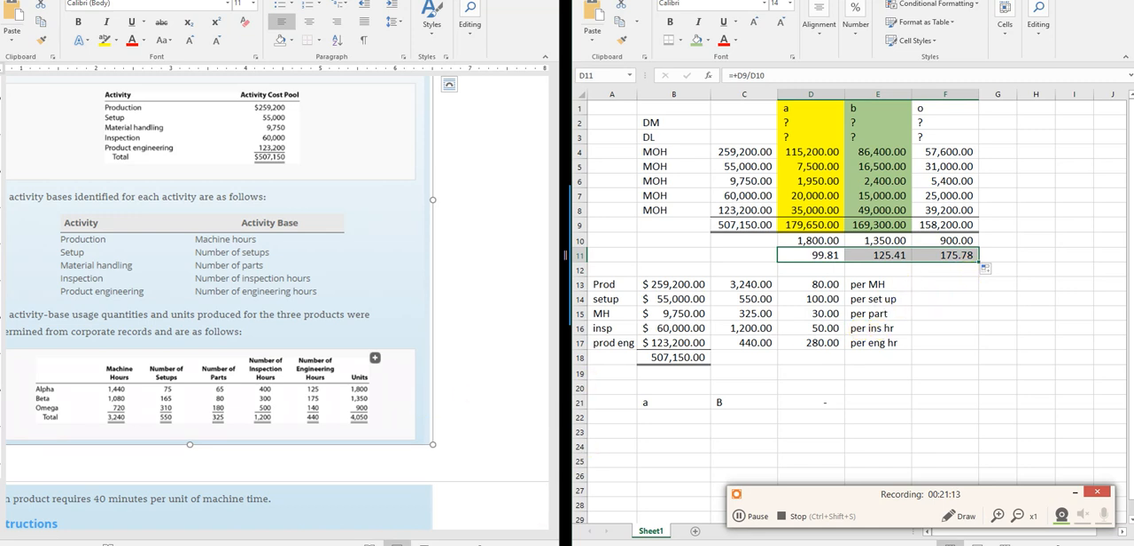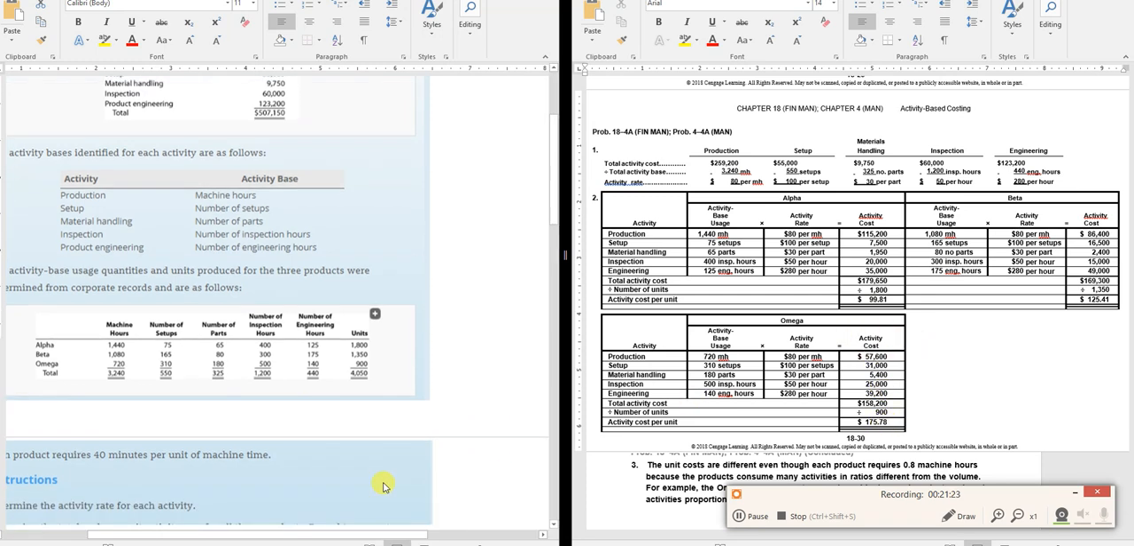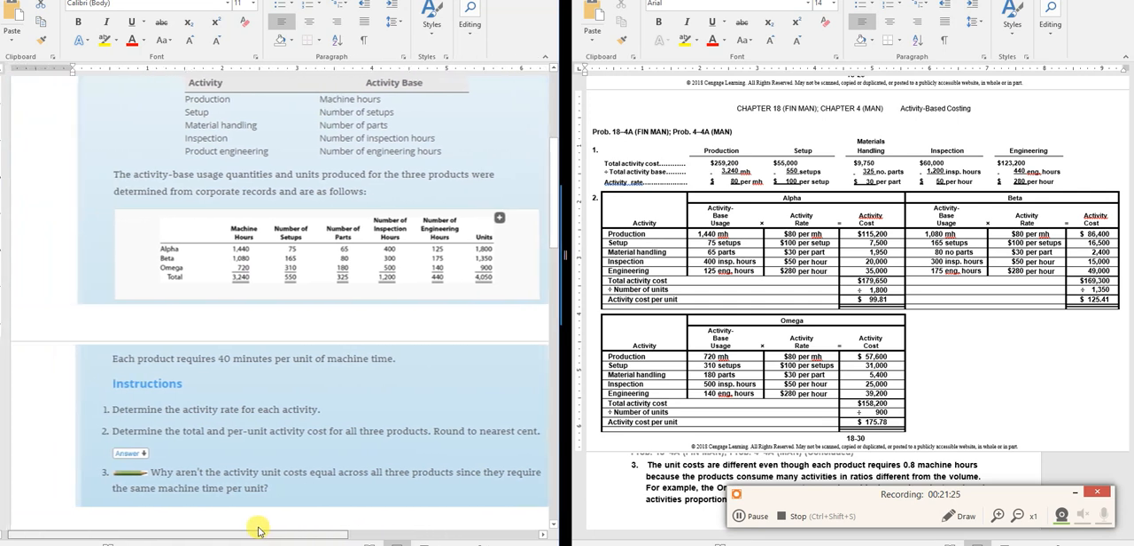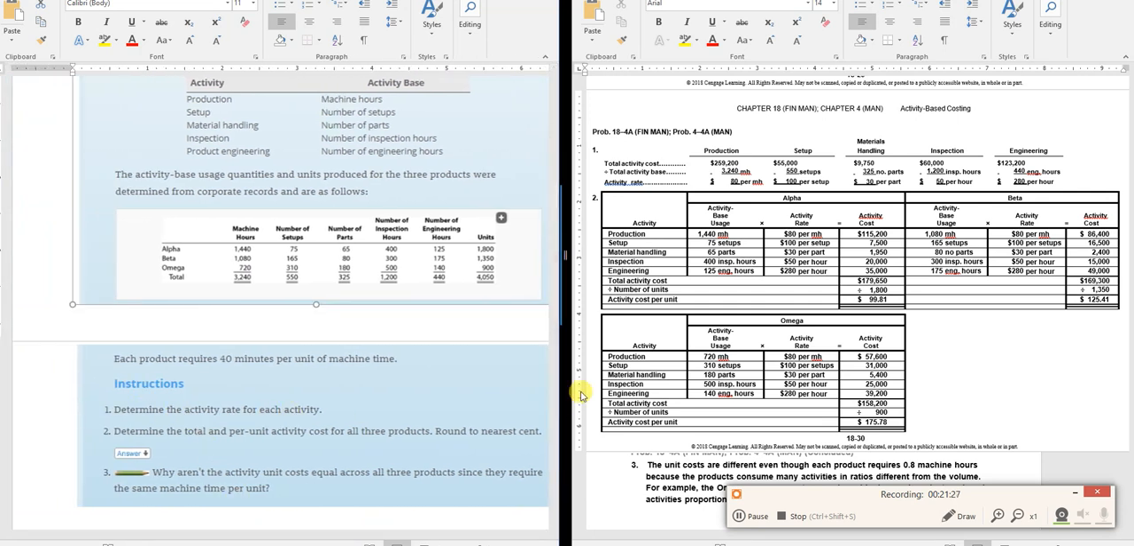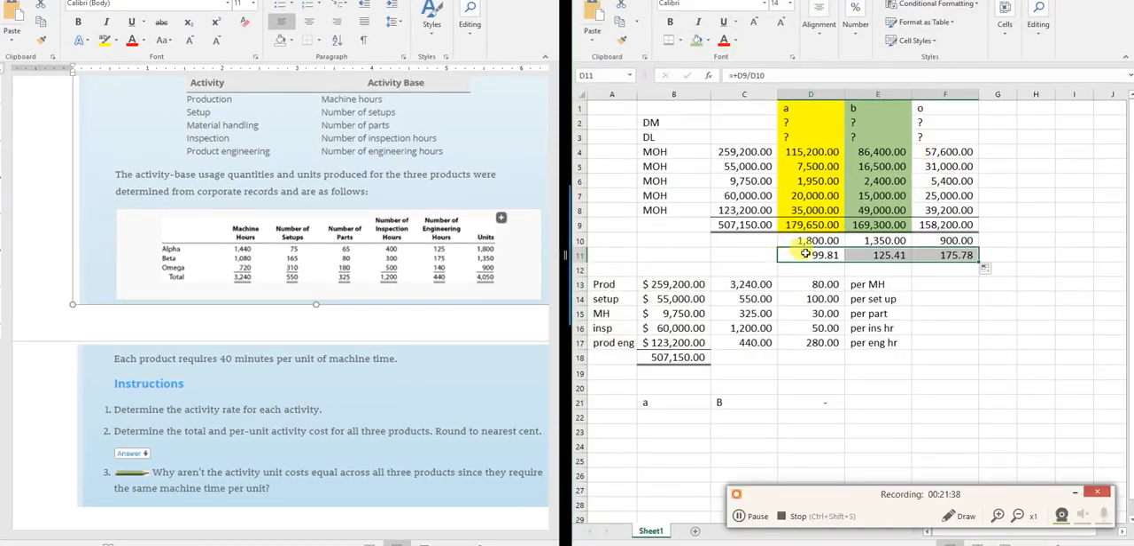Okay, so now I'm going to pause and go to the actual solution. You can see that they have the same $99.81, $125.41, and $75.78. So what are the questions? The question says determine the activity rate for every activity. So $80 per machine hour, $100 per setup. I had that in my answer. Right here, $80 per machine hour.